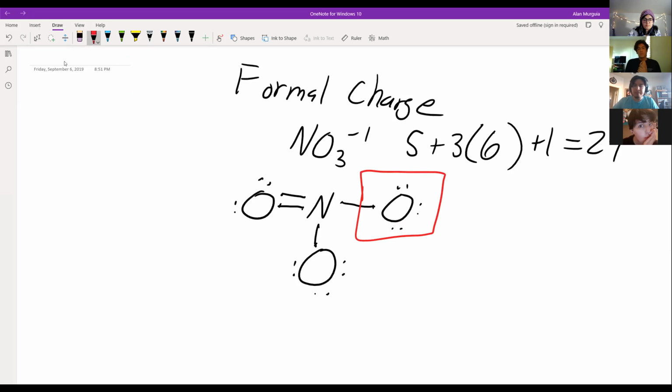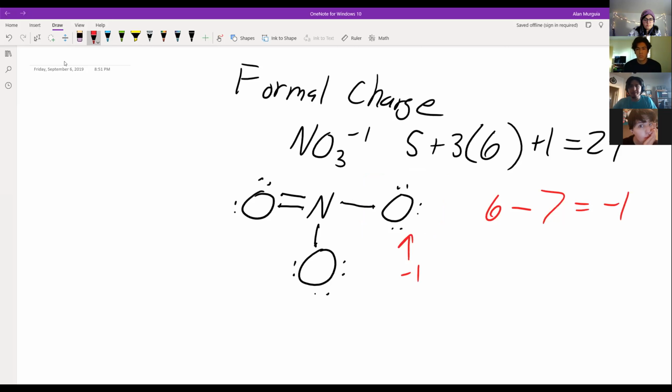So remember, it's the number of valence electrons that it's supposed to have in the lone atom minus the electrons it currently has in the box. So how many valence electrons is oxygen supposed to have? 6. And how many does it have currently within this box? 7. So that gives us -1, which means this oxygen has a formal charge of -1. So we have that down.